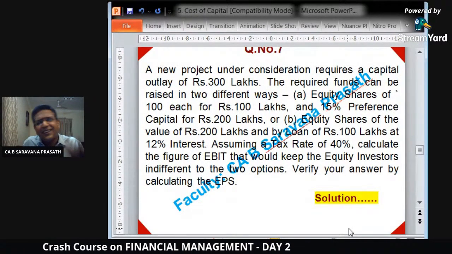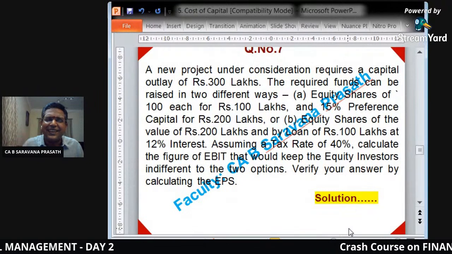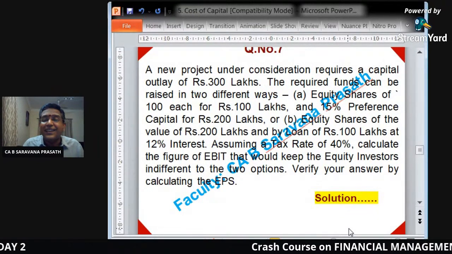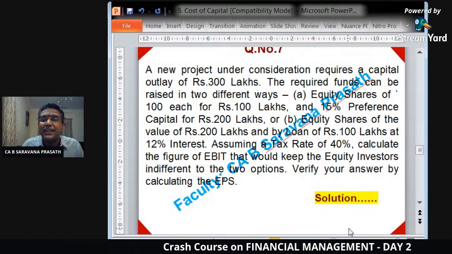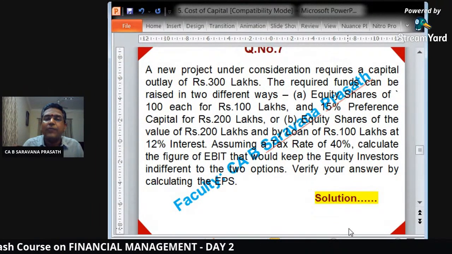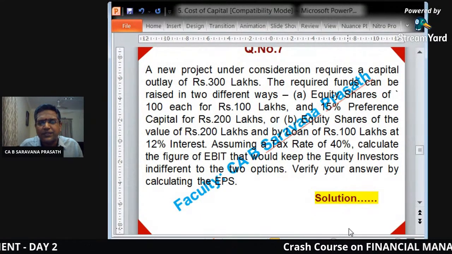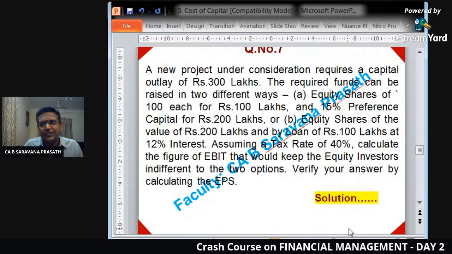In this case, anyhow EPS is going to be the same. Why bother? Anything can be taken. That is what is called the EBIT-EPS indifference point. The question also says, verify your answer by calculating the EPS. Check what the EPS is. So for this purpose, we will do some small calculations.